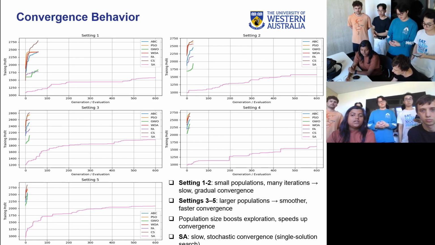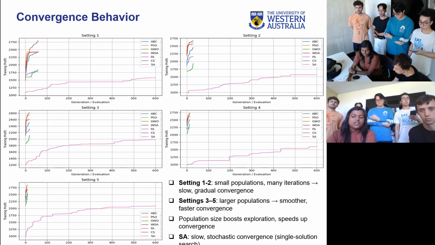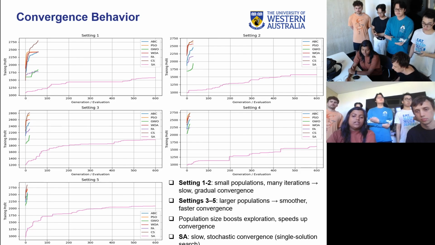Convergence shows how quickly each optimizer improves the training profit. In settings 1 and 2, with small populations and many iterations, convergence is slow and gradual, similar to simulated annealing. But in settings 3 to 5, with a larger population, it shows faster and smoother convergence but requires more evaluation time. As expected, simulated annealing converges slowly and stochastically by exploring one solution at a time.